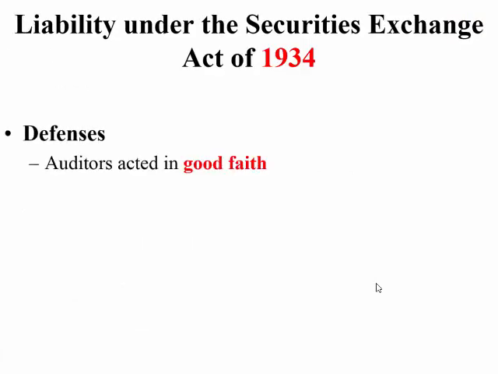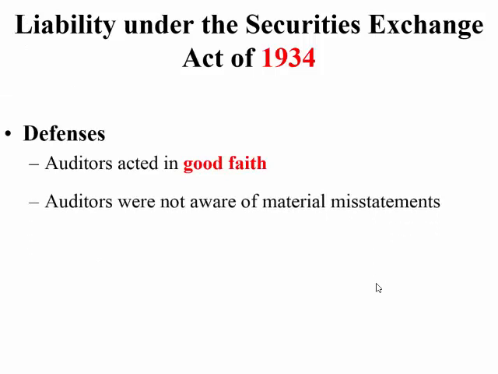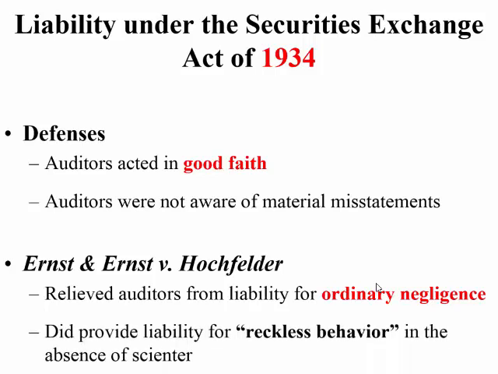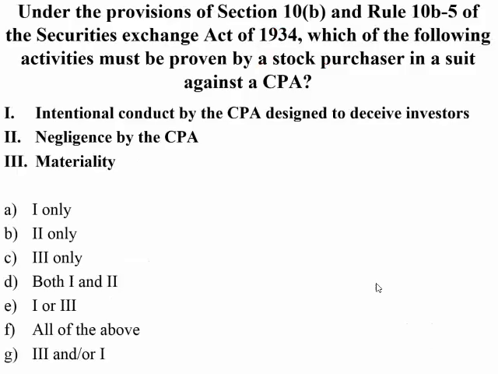So what defenses are available? Good faith, particularly if they're bringing a suit based on fraud. Similarly, knowledge. So if they're bringing a suit based on fraud, part of it is knowledge of the falsity as well as intent. So you always say that you were not aware. Ernst & Ernst v. Hochfelder relieved auditors of liability for ordinary negligence under the 1934 Act, but did expand an auditor's liability to be not just for fraud, but also for reckless behavior in the absence of scienter.